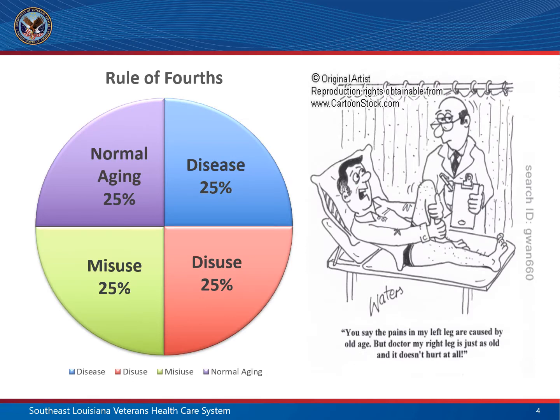So in aging, there's the rule of fourths. Normal aging is only accounted for 25% of the problems with an individual. The other 25% can be accounted for by disease, disuse or no use, and the other 25% is misuse. So when you see a patient, especially a geriatric patient, remember only 25% of what is going on is normal aging.